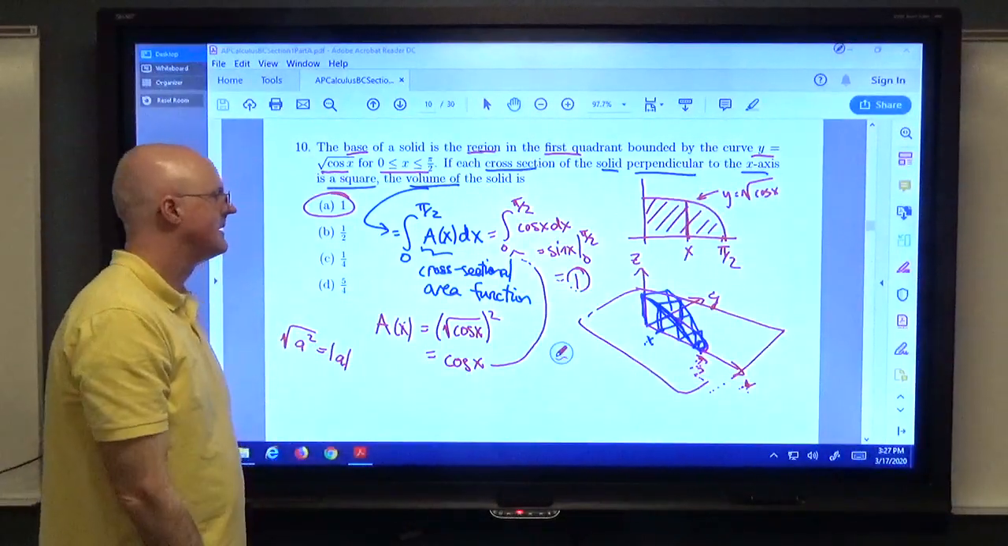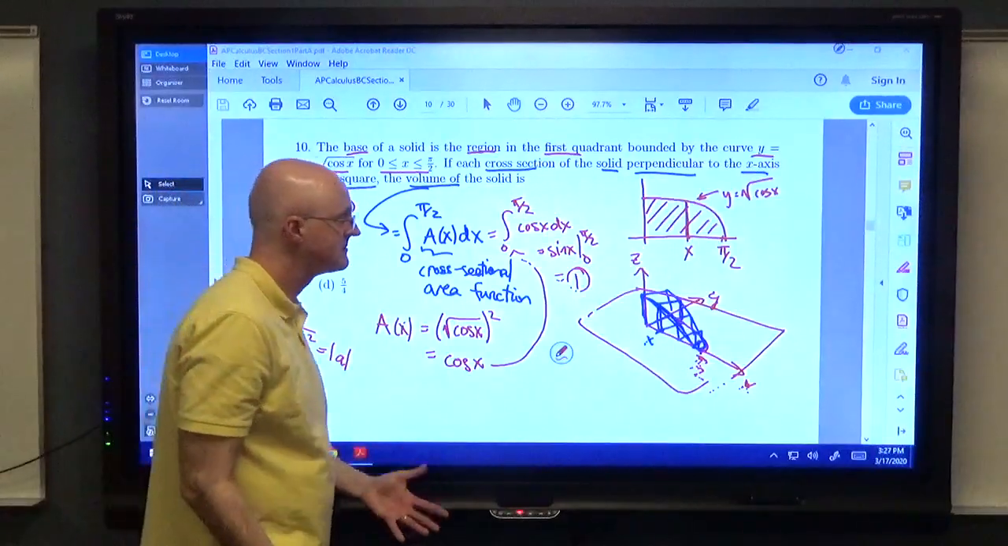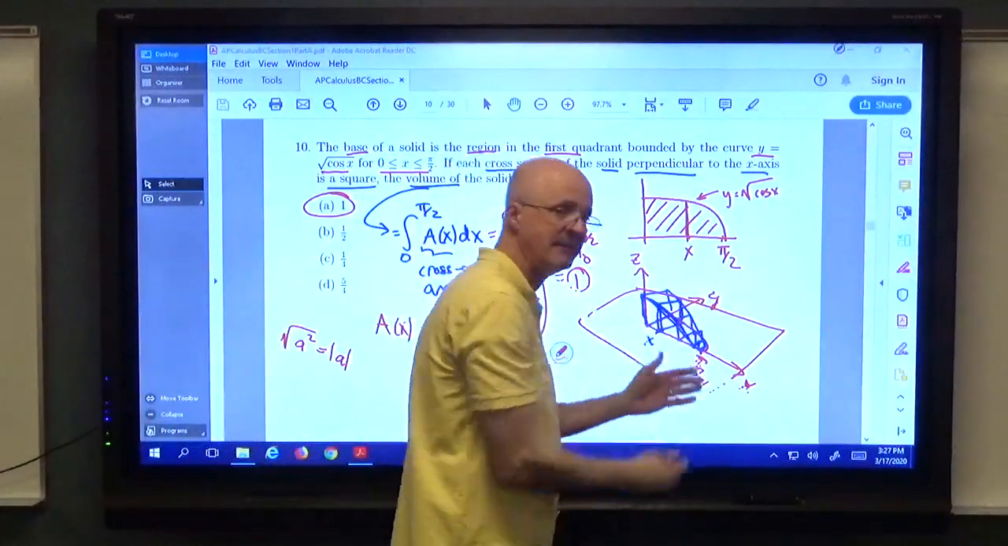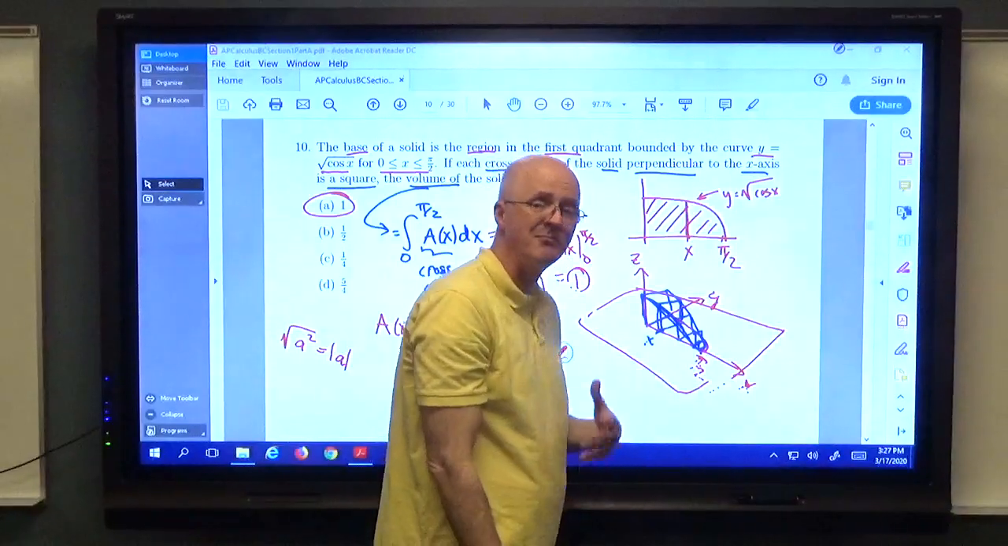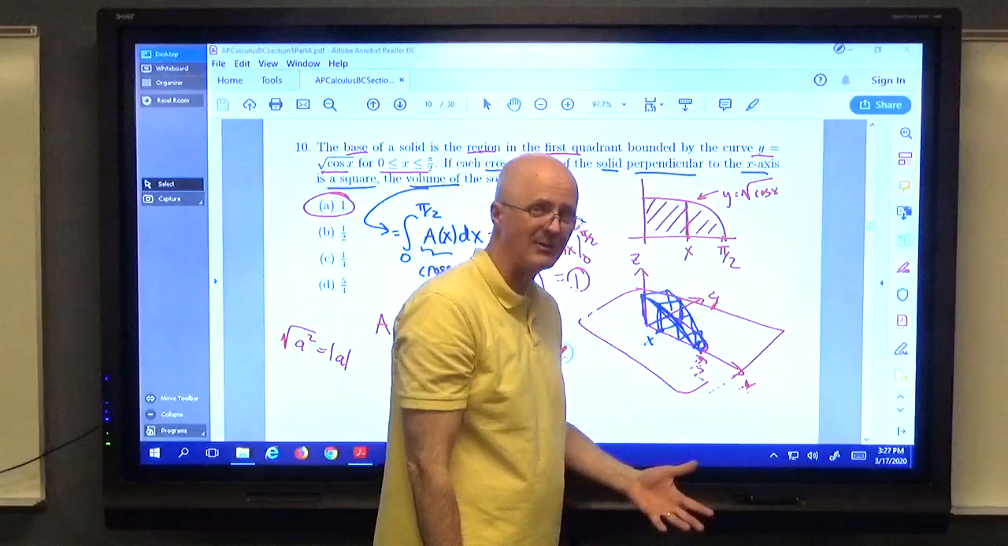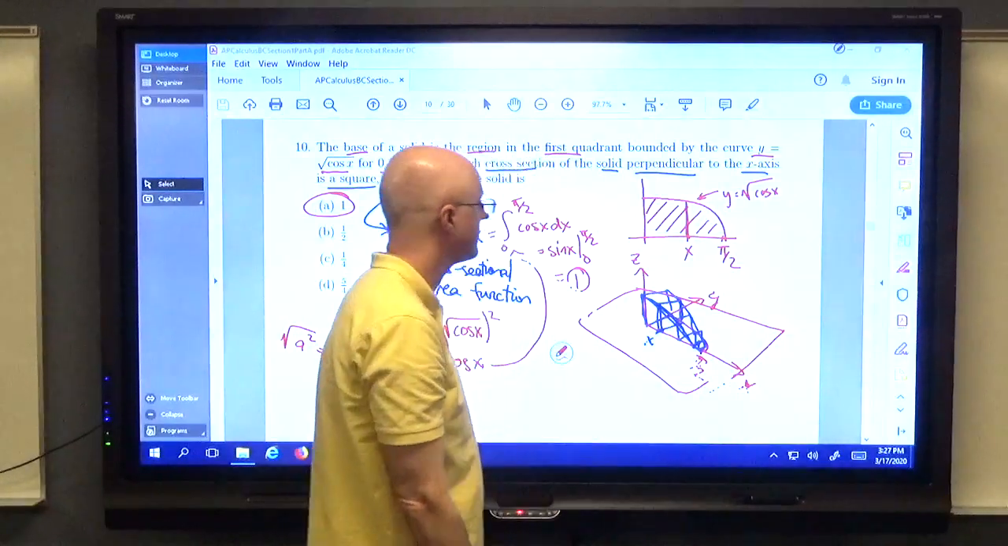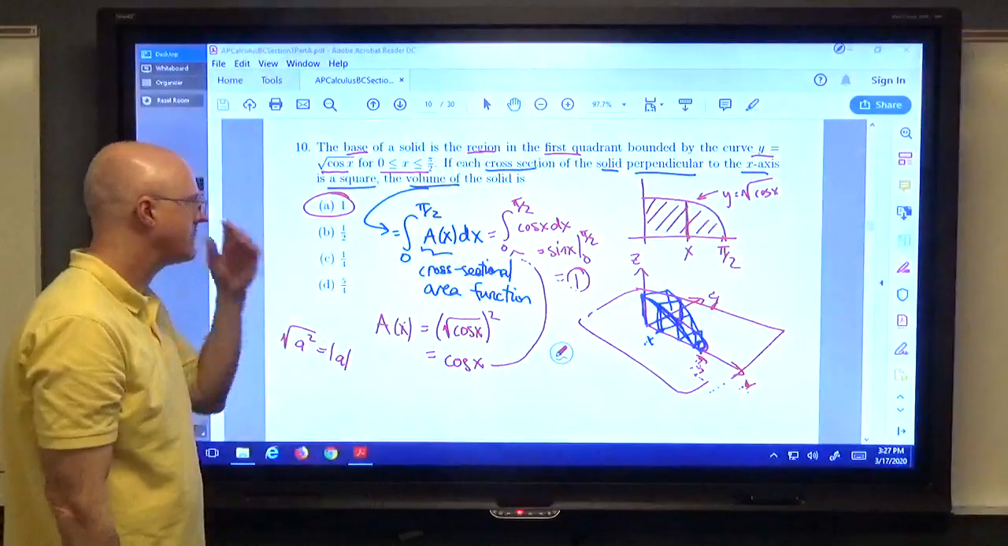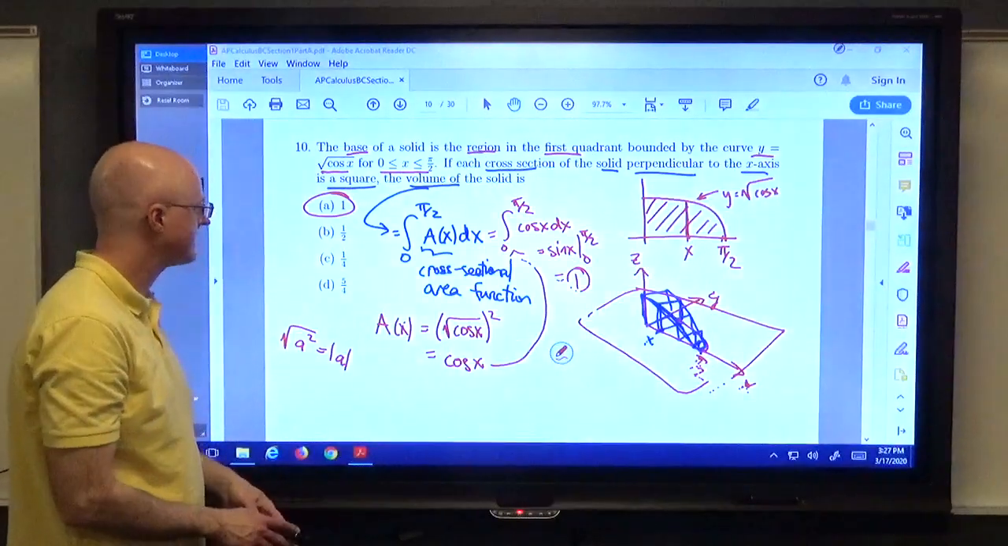Okay. The problem can be made more difficult. If your cross-sections are semicircles, then pi would become involved. Or if they were equilateral triangles, then square roots would become involved because of the Pythagorean theorem. It can be made more complicated. I would encourage you to even try some examples like that on your own.